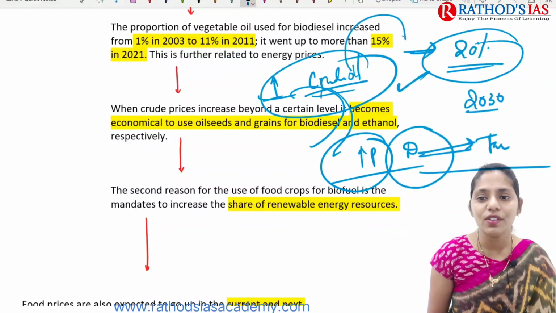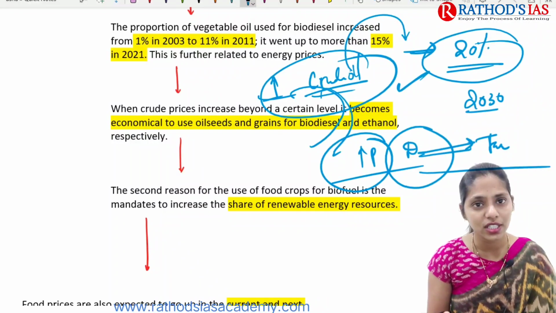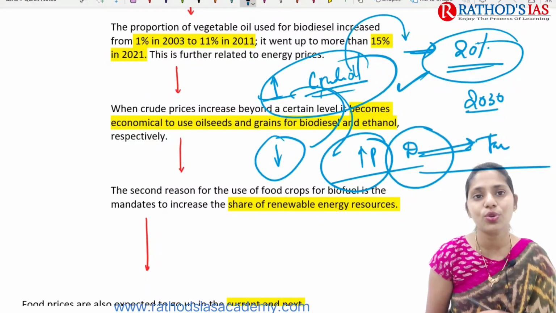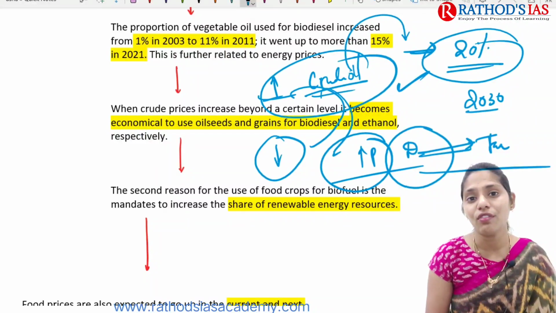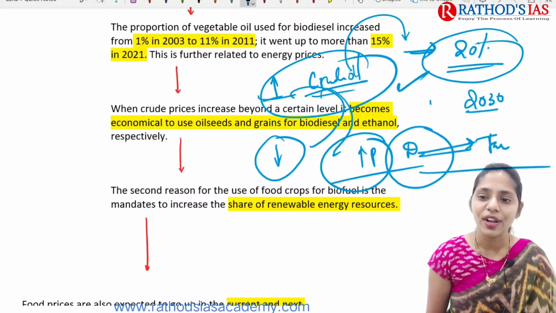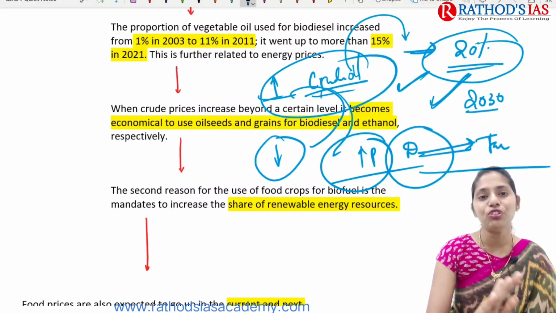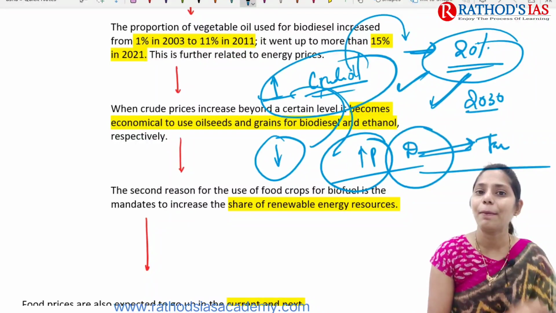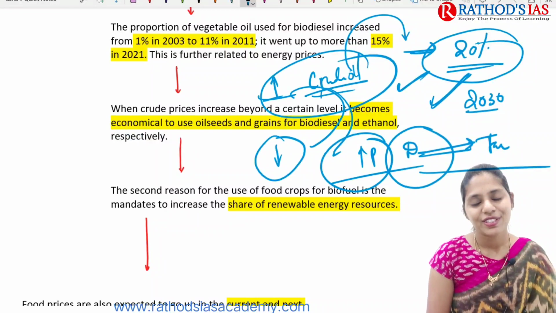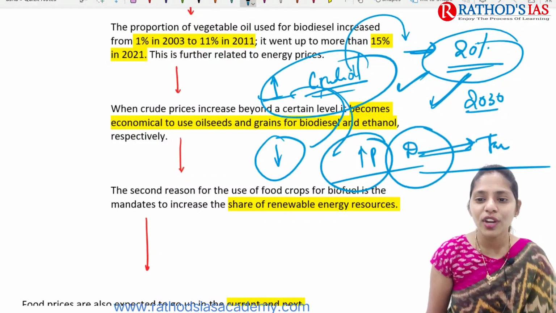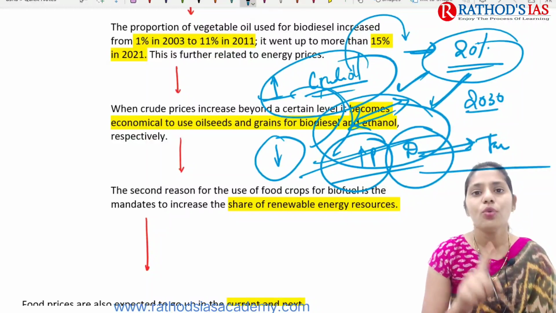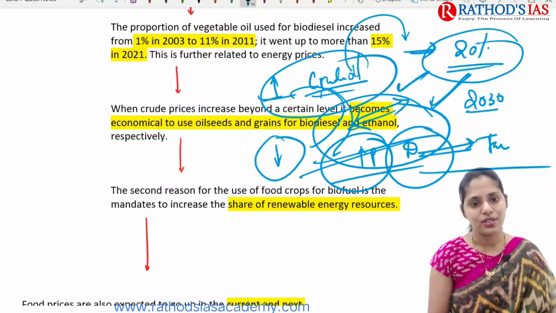Yes, on one side, when we focus on renewable energy, that is biofuel, we can decrease crude oil imports and save our forex reserves. But on the other side, if we are diverting our food towards biofuels, there will be a decrease in the supply of food in the market, and that will also lead to inflation. So we need to have a balanced approach here.